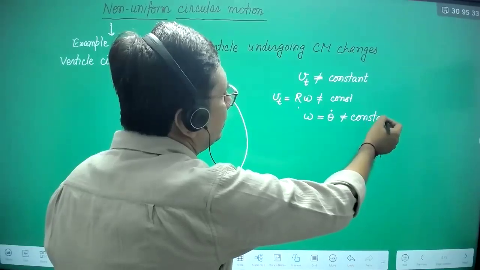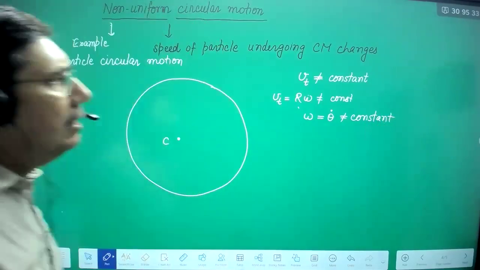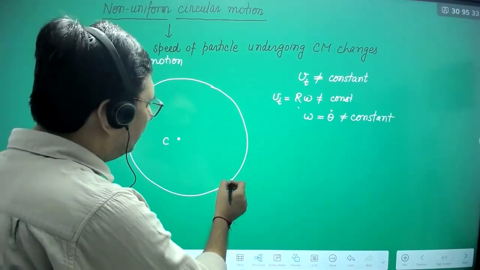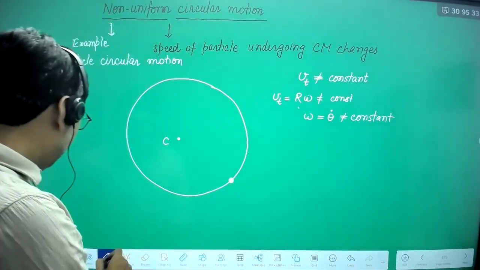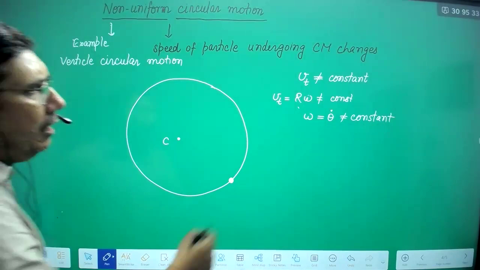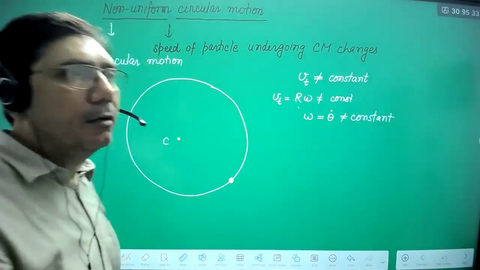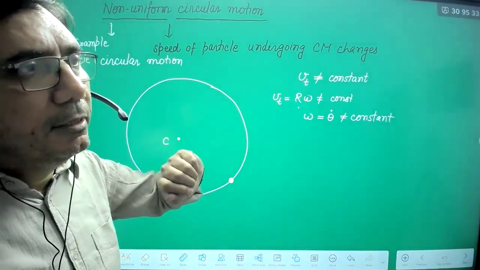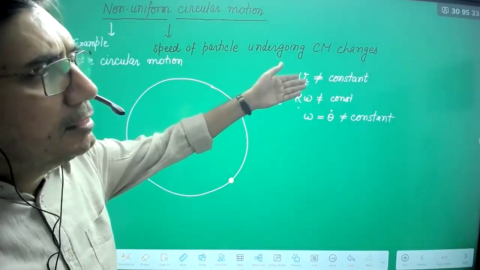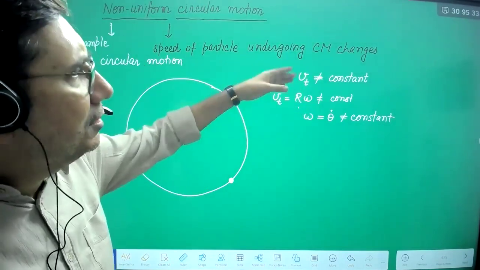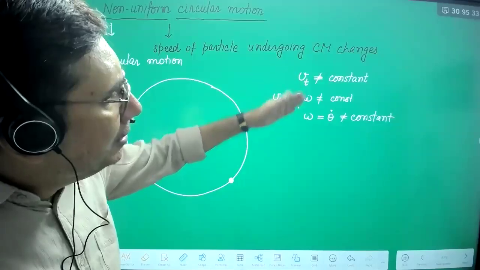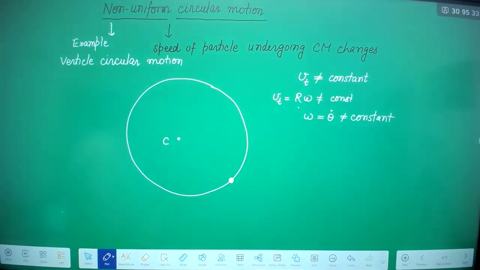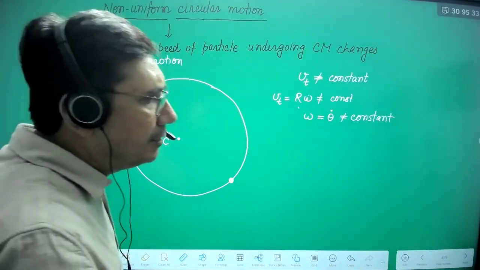So what I'm saying here is that the speed of the particle undergoing circular motion will not be constant, as well as the angular velocity. So both the tangential velocity, its magnitude or speed, and the angular velocity will not be constant here. They are going to change. But the question is why they are changing.